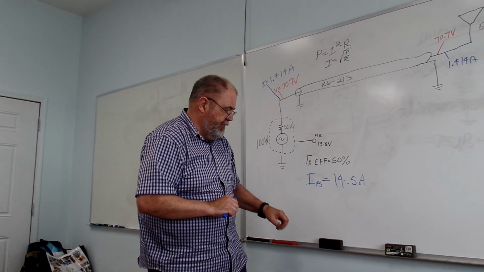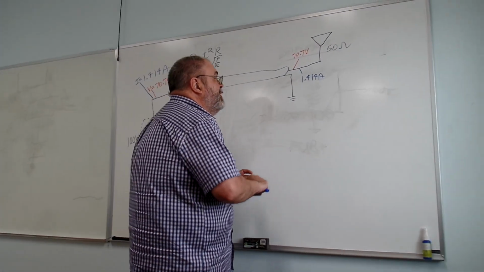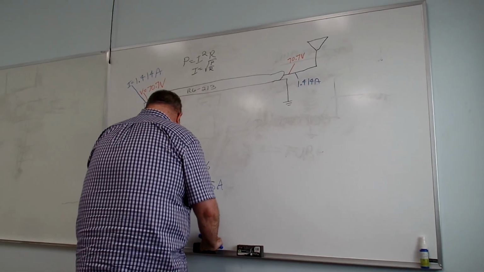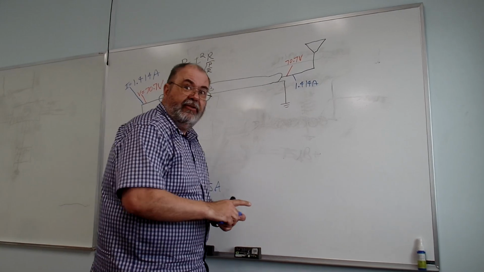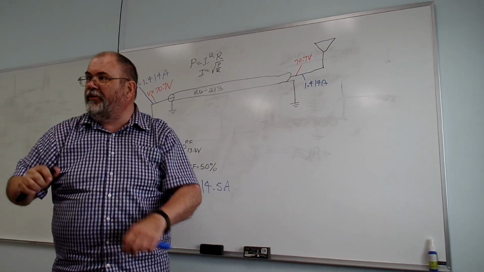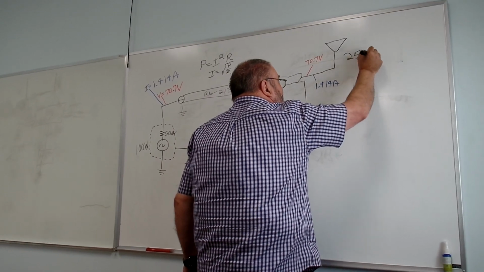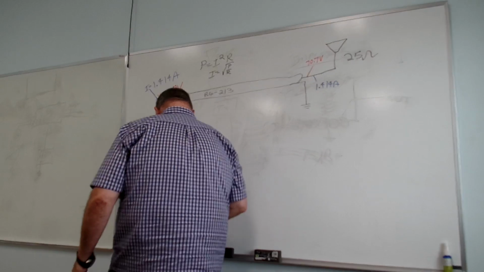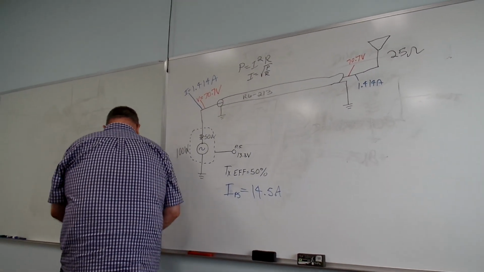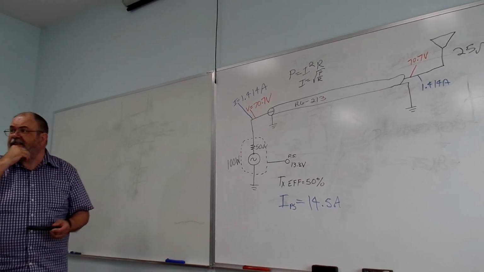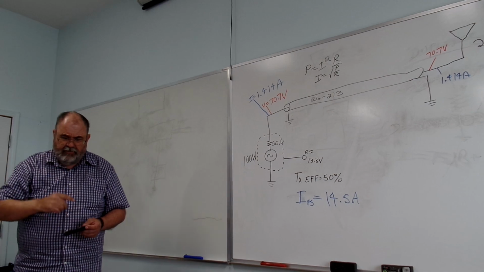So, what happens when a bird lands on the antenna? Or an ice storm or snowstorm like this morning happened, and your antenna gets coated with a thick layer of ice, and now it's 25 ohms. No, it should be half then, right? What do you mean half?